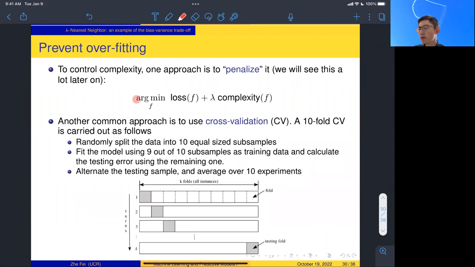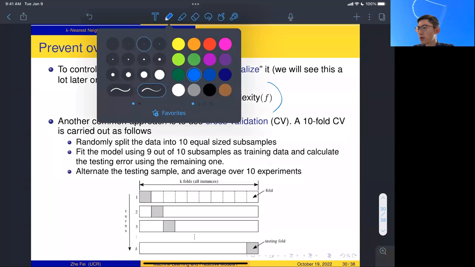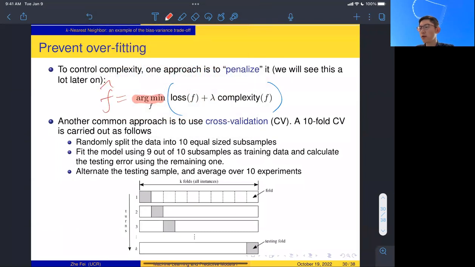By the way, for this argmin notation, if you haven't seen this, it's basically saying we want to find this f function that minimizes the latter term. So argmin means find f that minimizes the following expression. That's our solution to argmin. The objective is the summation of the loss of f plus a tuning parameter lambda times the complexity of f.